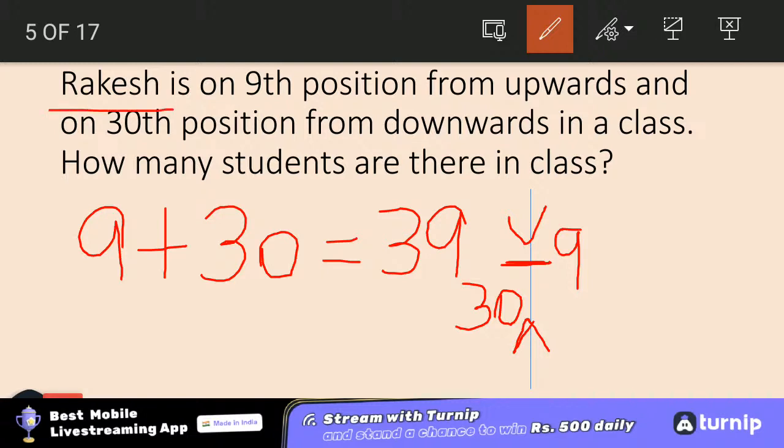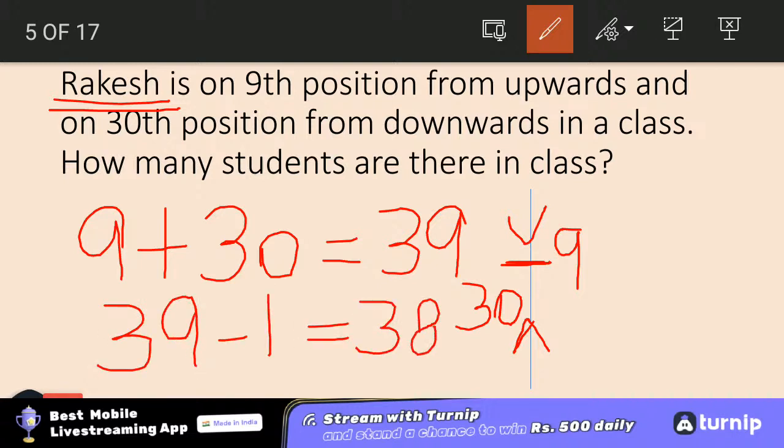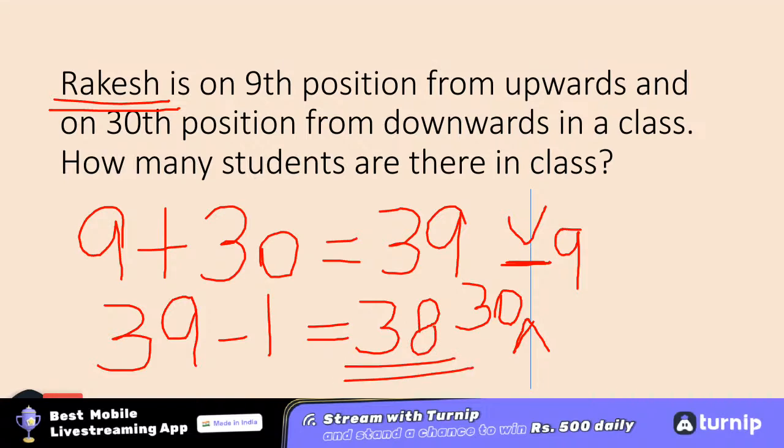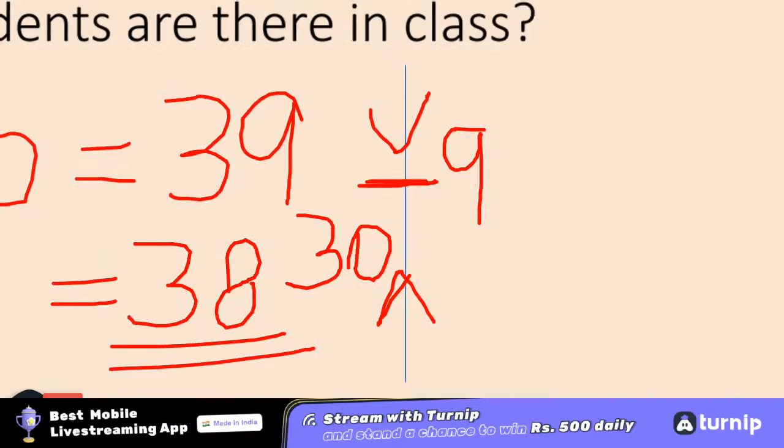But again, Rakesh is counted twice. So what will we do? We will subtract: 39 minus 1 gives us 38. So how many students are there in the class? There are 38 students in the class. The next one.